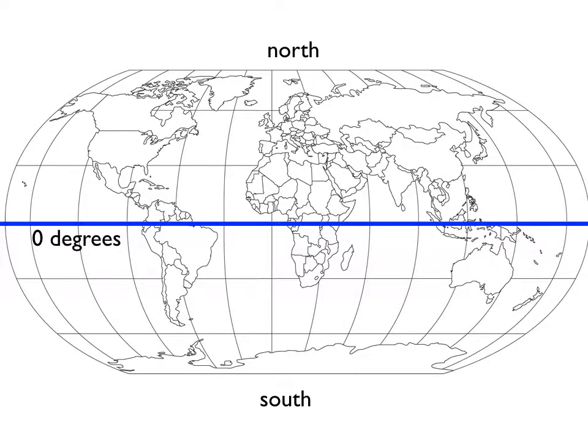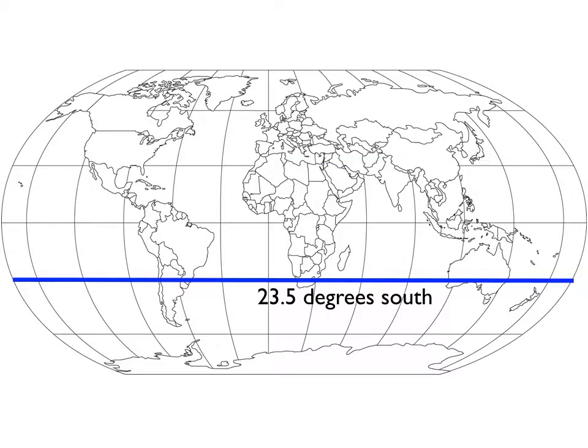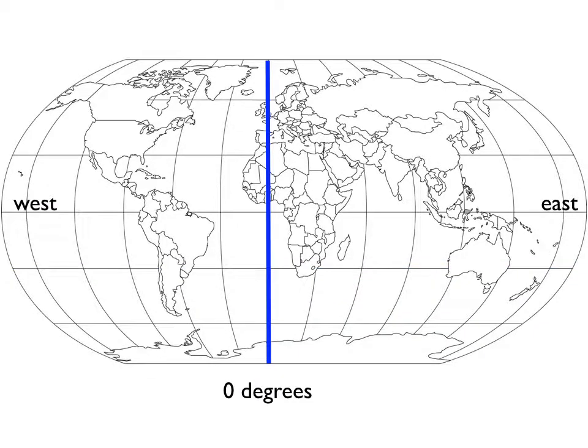So, north is up top, south is to the bottom. The equator is 0 degrees latitude. The Tropic of Cancer is 23.5 degrees north. The Tropic of Capricorn is 23.5 degrees south. Again, measurements of the sun's rays. And then that's the west and the east. And 0 degrees longitude is the prime meridian.